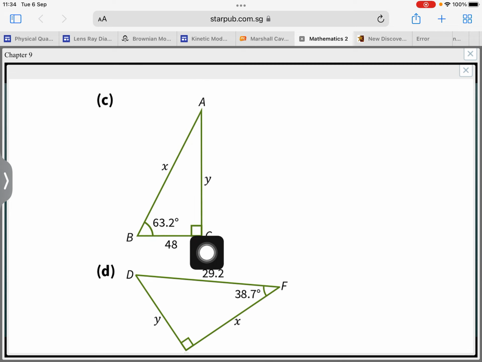So this is Y. Y is considered opposite to this angle. So I have opposite, I have adjacent. So this one will be using TOA, your tangent, because tangent is equal to opposite over adjacent. So tangent 63.2 will be equal to Y over 48.